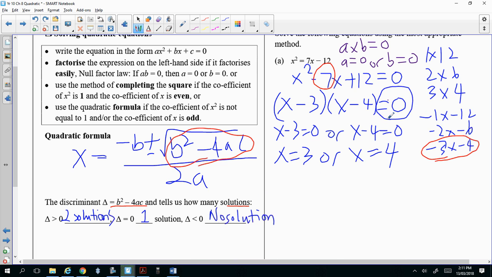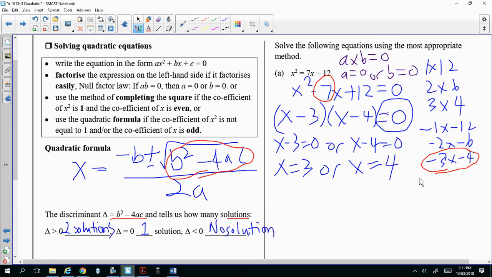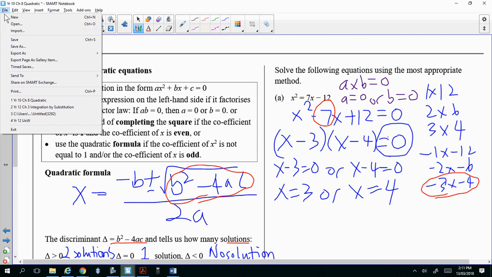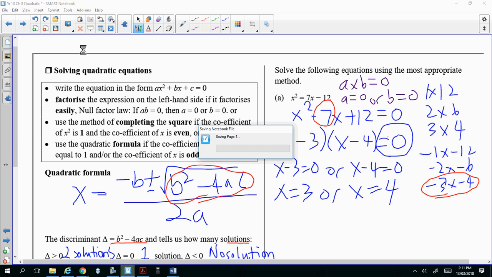Any questions? Good. And then we've got 1 more page to go through. Next page, we've got these 2. So the last page. Alright, let's go through this one.